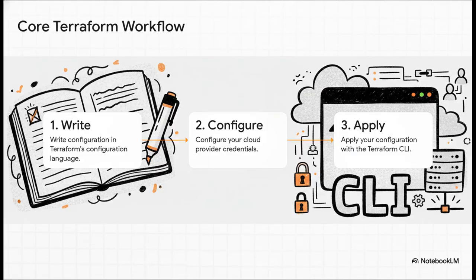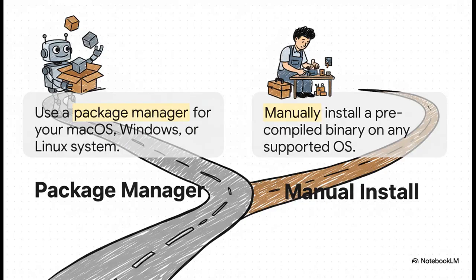The whole process really just boils down to these three things. You write, you configure, and you apply. And what we're focusing on today is installing that command line interface, the CLI. You can think of it as the engine that actually takes your code and turns it into real, live infrastructure. Okay, time to get to it. You've basically got two main ways to do this. The package manager route is for sure the easy, automated path for most people. Then there's the manual install, which is this universal method that works everywhere and, honestly, gives you a better peek under the hood. We're going to cover both, starting with the recommended one.